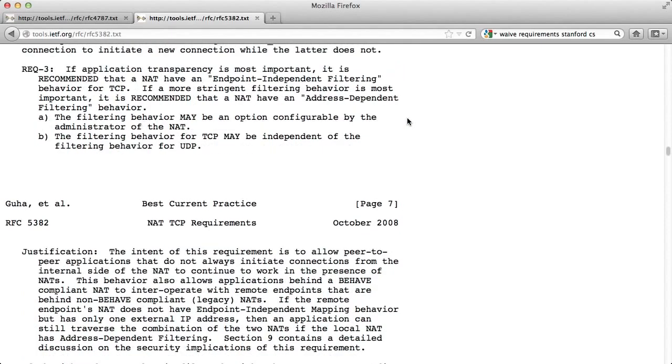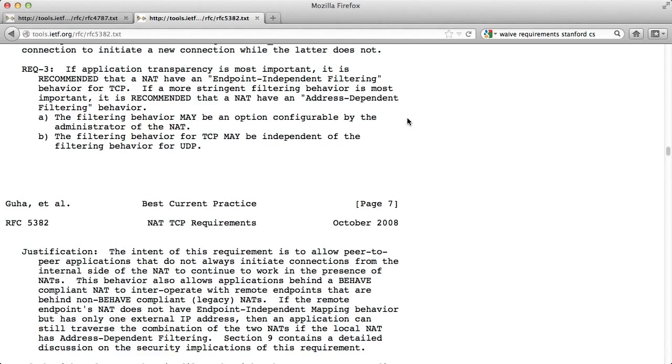So here, requirement 3 states that it should have an endpoint independent filtering behavior. So this is back to the terminology talked about in terms of classification of NATs. This means a full cone NAT. It's recommended that NATs, in terms of TCP, be full cone.